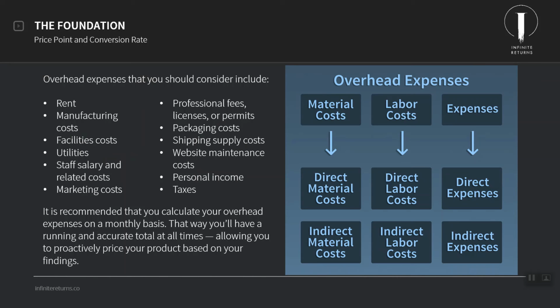So, we need to talk about the price conversion rate as well. Right? Overhead expenses that you need to consider when you're pricing things out. So bonus, rent, manufacturing, facility costs, staff, personal income taxes, shipping costs, professional fees. There's all of these things. You need to calculate everything. Now people are like, oh, well, I need to calculate some. No.